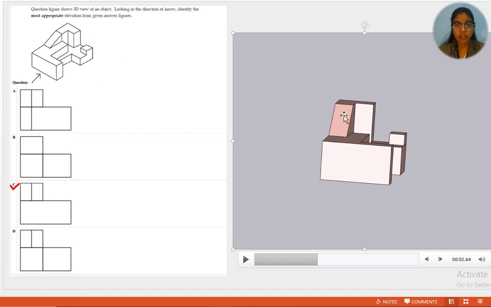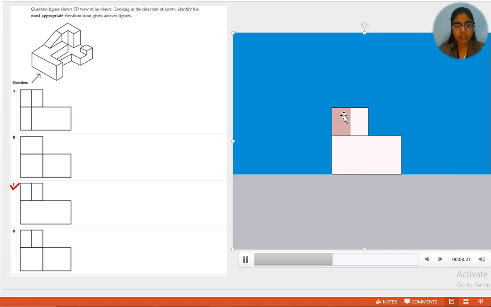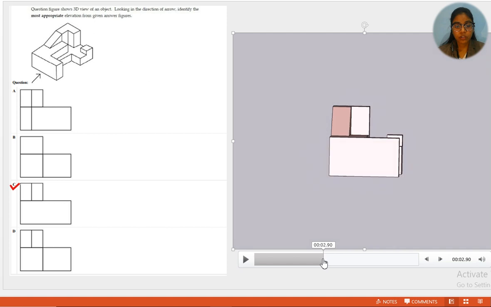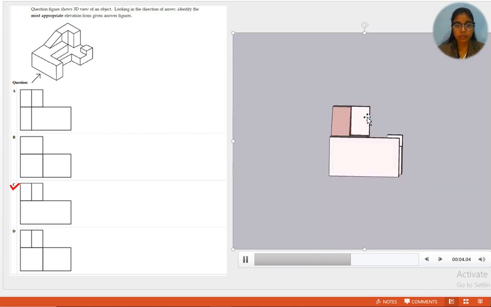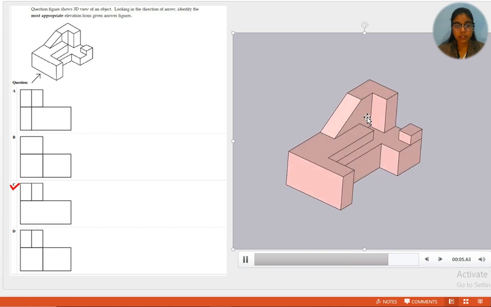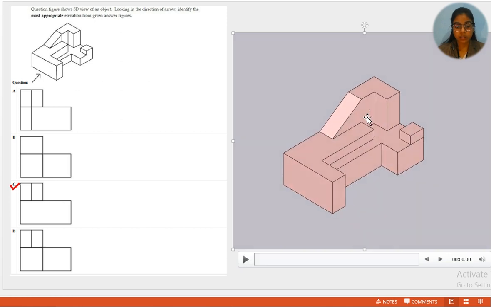Focus on this slant part, how it is coming in the elevation. See, it is coming up in a straight rectangular form. Now look over here, this part. This part will also appear as a rectangle only in your elevation. In this manner, it is getting changed.